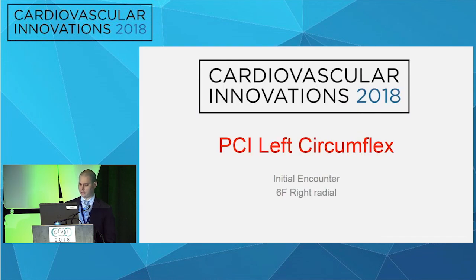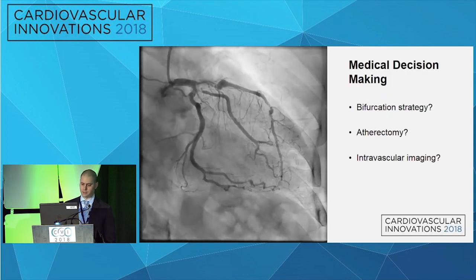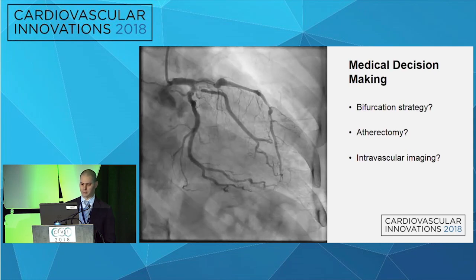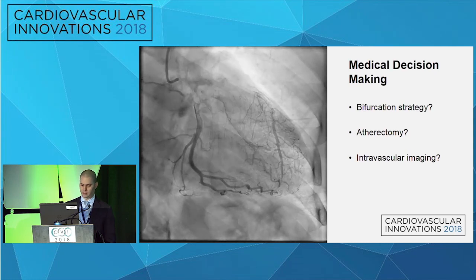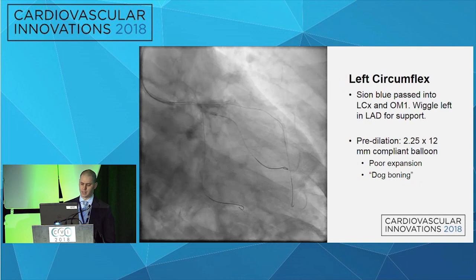We then turned our attention to the circumflex. We still weren't sure about what our bifurcation strategy was going to be here, whether we needed atherectomy, so we thought we were going to depend on some intravascular imaging to better define those vessels. So we went with the IVUS down the circumflex, and we confirmed that there was diffuse disease in that proximal segment. The MLA at the bifurcation with the OM was 3.96. There was a decent amount of calcification, but we had convinced ourselves that we were going to do an upfront 2-stent strategy here. So we left the wire in the LAD for support.